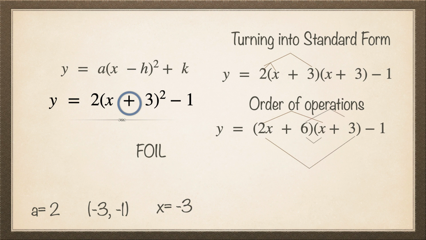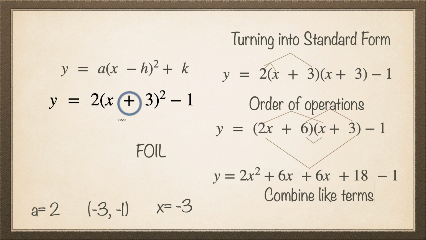Okay, so now I have here y equals 2x squared plus 6x plus 6x plus 18 minus 1. When I do my like terms, okay, I end up with y equals 2x squared plus 12x plus 17. And that's how I would turn vertex form into standard form.